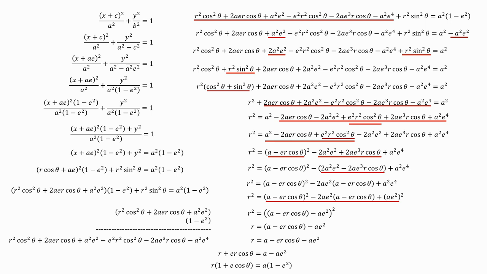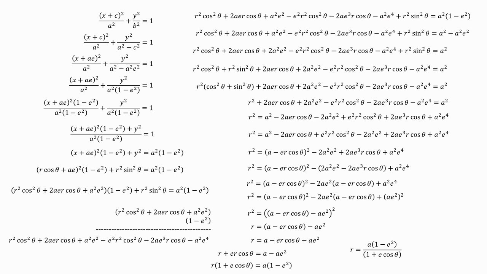I now want to factor r out of the two terms on the left. So r times 1 plus e cosine theta equals a times 1 minus e squared. And now solving for r is pretty straightforward. I simply divide both sides of that equation by 1 plus e cosine theta, and I get the formula that we were after: r equals a times 1 minus e squared over 1 plus e cosine theta.